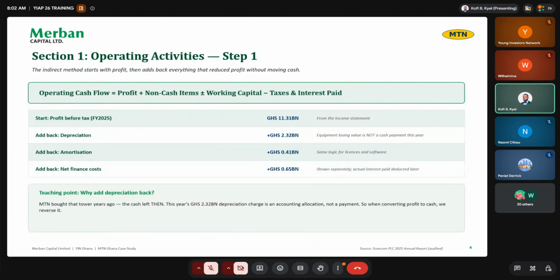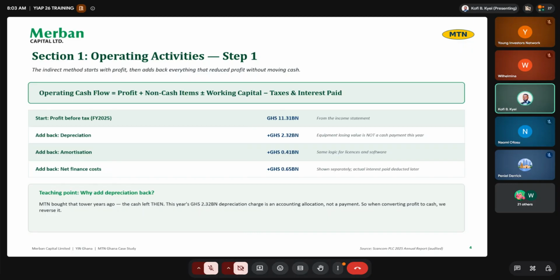Then we come to the breakdown of the operating activities. Profit plus non-cash items, you take out the changes in working capital, then we also take out the taxes and the interest paid. So start with the profit before tax, add back depreciation, amortizations, and net finance costs, the net of all the ins and outs. You pay your debt, you receive interest, dividends paid, dividends received, everything is captured there.